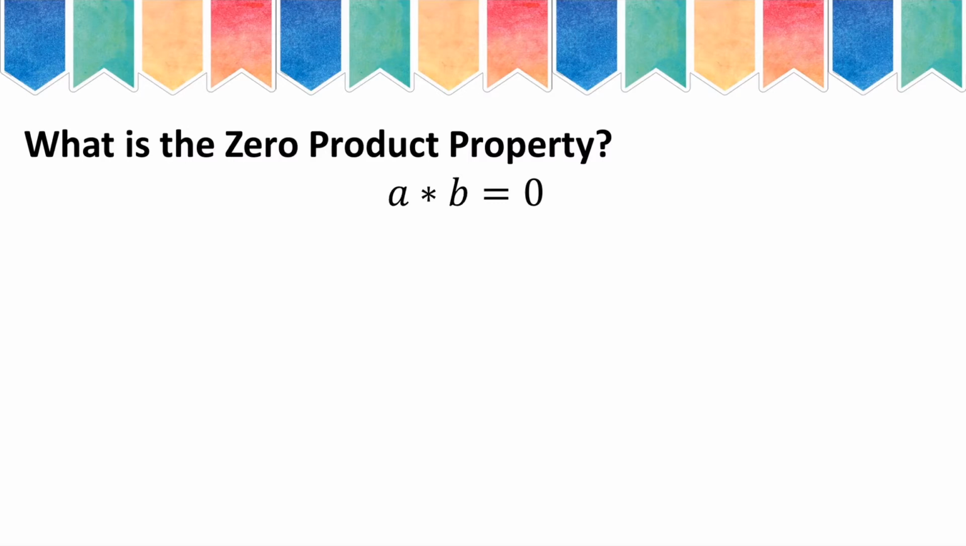What the zero product property says is that if I have two quantities being multiplied together, so A being multiplied by B, and they are making 0, well, what does that mean? If I have two things that are being multiplied together and they're making 0, the only way that I can multiply to make 0 is if either A is 0 or if B is 0, or if they're both 0, right?